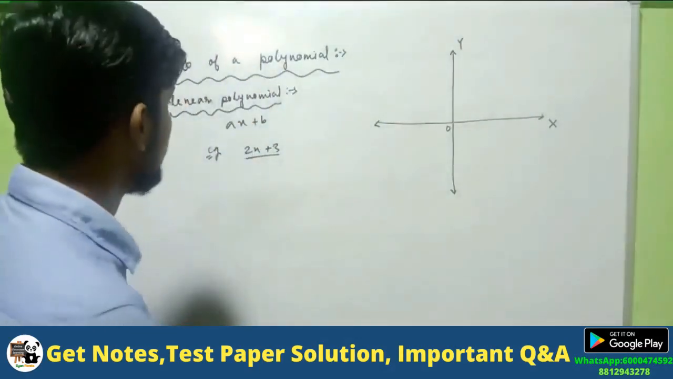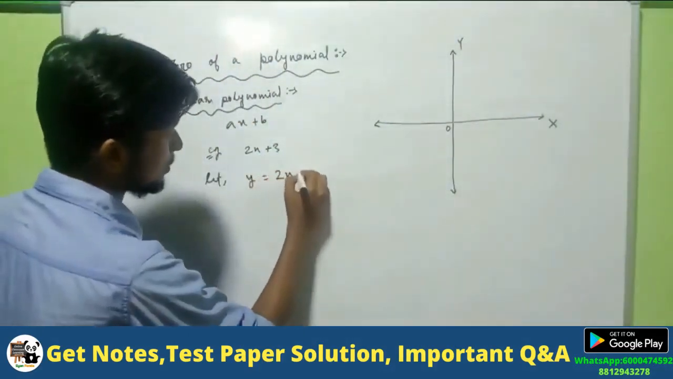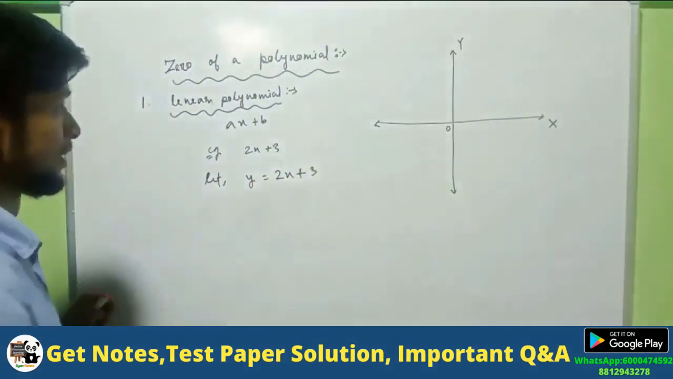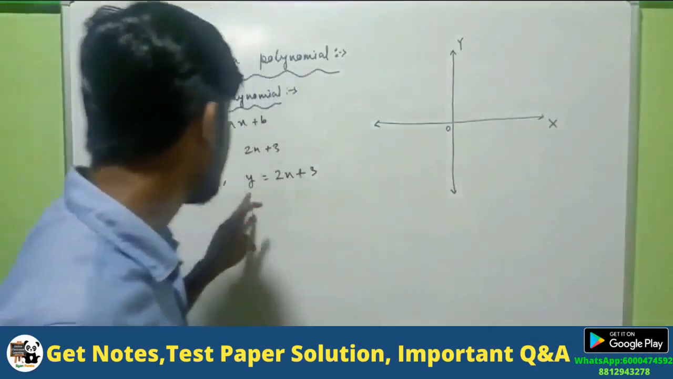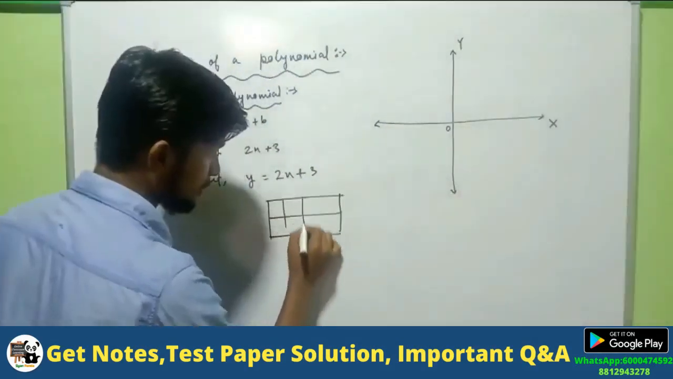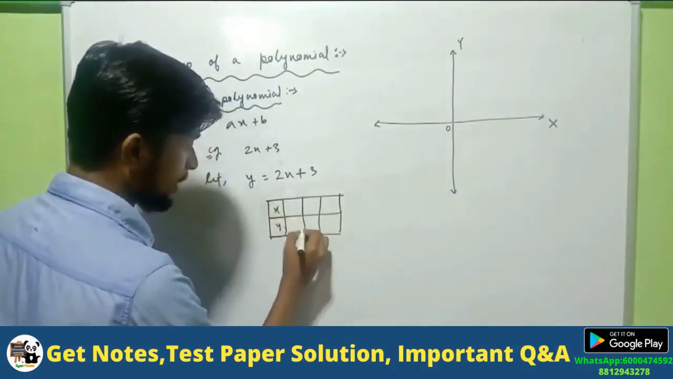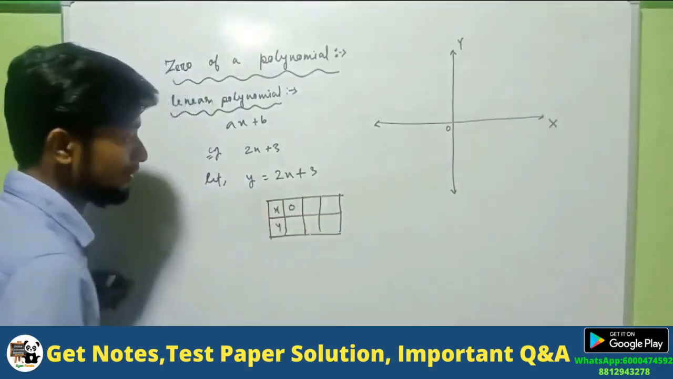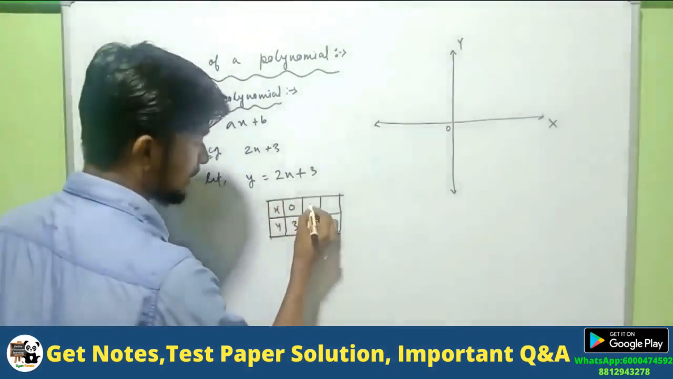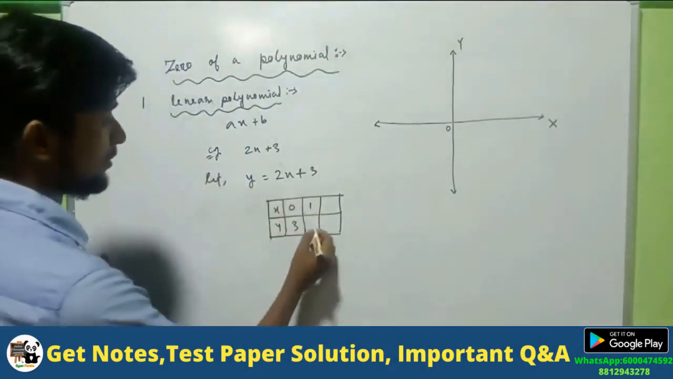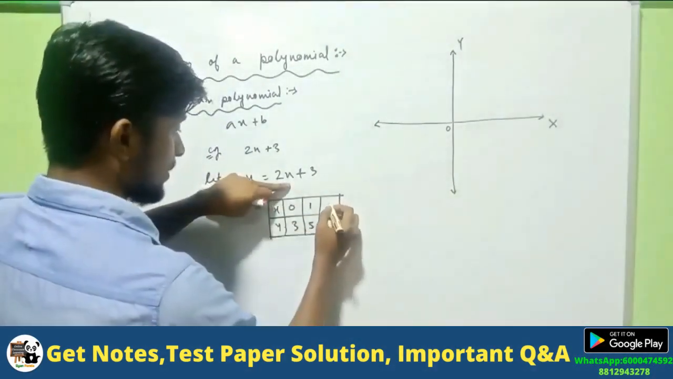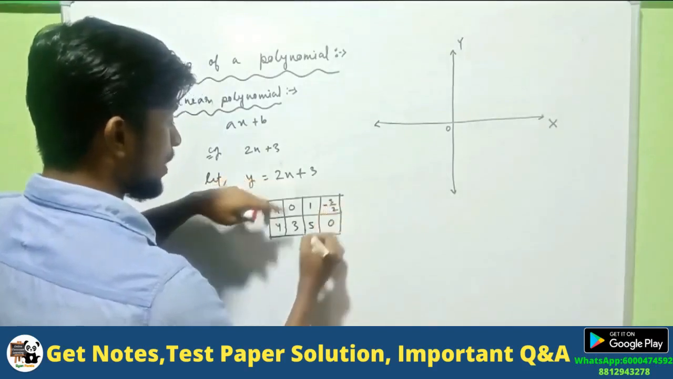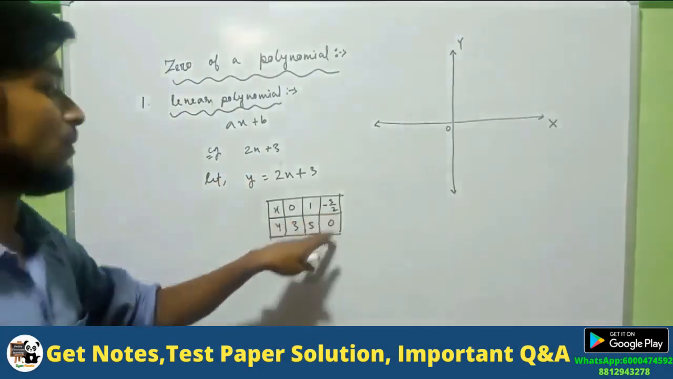All right, suppose y equals twice x plus 3. Let's see what will be the zero of this polynomial. This is the solution table, x, y. If the value of x is 0, y equals 3. If the value of x is 1, then y will be 5. If the value of x is minus 3 by 2, then y will be 0.